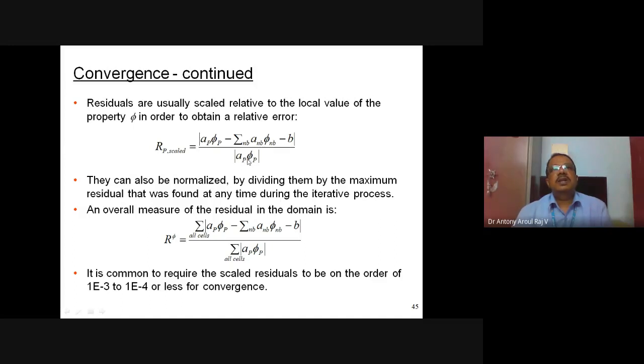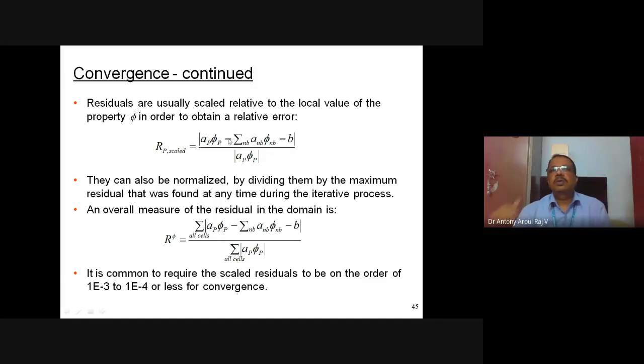It is the diagonal coefficient or the coefficient which you are trying to calculate. So if you take the ratio of these two, that is called a scaled residue. This is the equation. I am just dividing by the magnitude of a_P phi_P. That's called the scaled equation. So this will be a definite value, which will be in your control. It will not be a dramatic value. So it will be under your control.